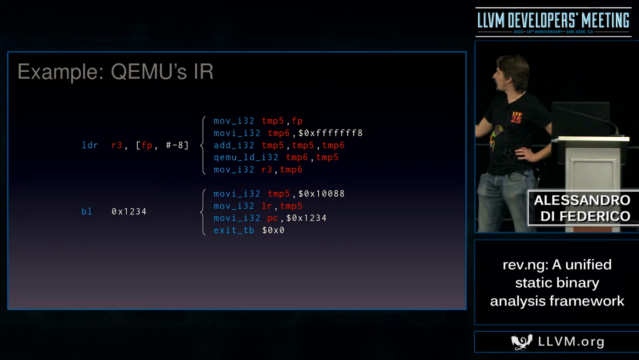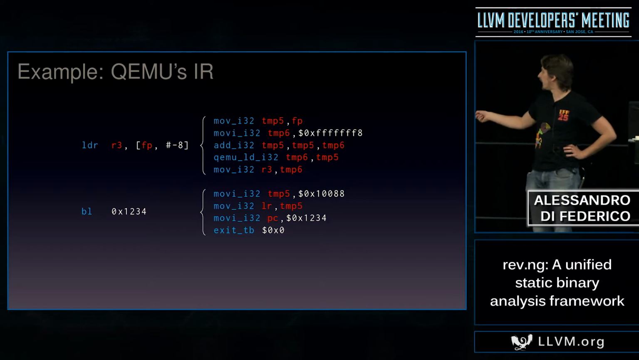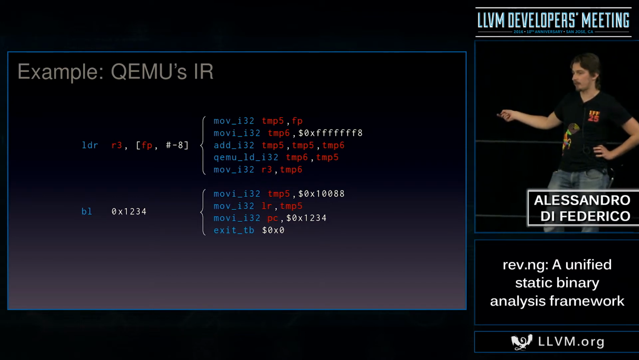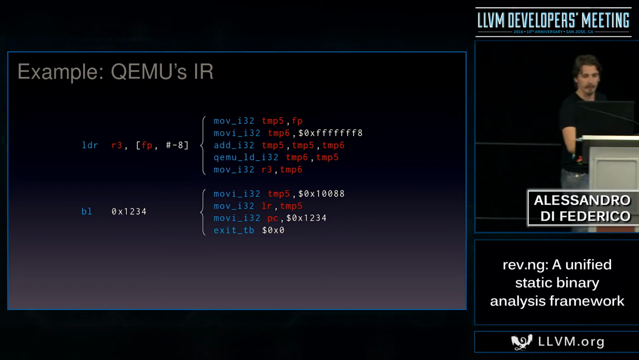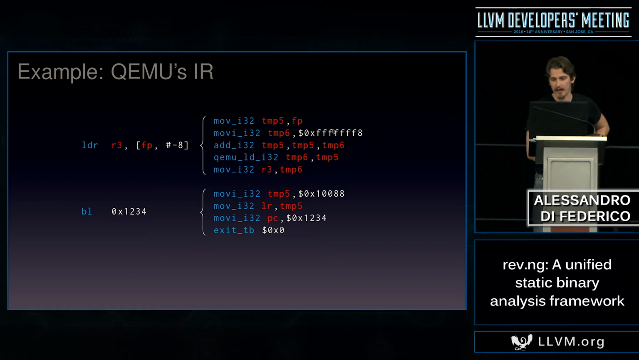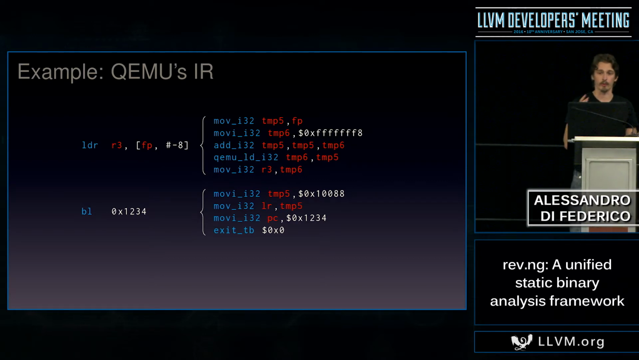Basically, here we see that we have a series of very small operations which are RISC-like, and the registers are mapped as variables. We have, for instance, here we are loading from the frame pointer into a temporary register, TMP5. Here we are loading another value, which is -8, in another temporary variable. Then we perform the addition. We perform a load from this address, and then we write the result in R3. So this is basically expanding the behavior of a single ARM instruction, making all the side effects explicit.